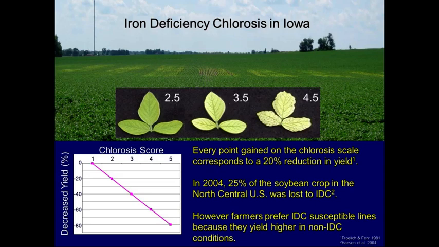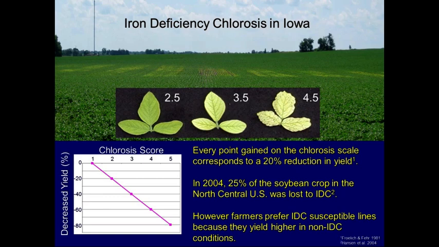So iron deficiency chlorosis is a nutrient disease that's caused by a lack of iron. While there's lots of iron in the soil, it's actually unusable in most of the upper Midwestern United States. And so what IDC does is it causes interveinal chlorosis of the leaves, which results in reduced growth and end of season yield loss. When we score IDC, we score it on a scale of 1 to 5, where 1 is a pretty healthy plant and 5 is a severely diseased plant. The scale is important because every point on this scale, even going from 1 to 2, where you might not even notice it in the field, corresponds to a 20% reduction in yield.